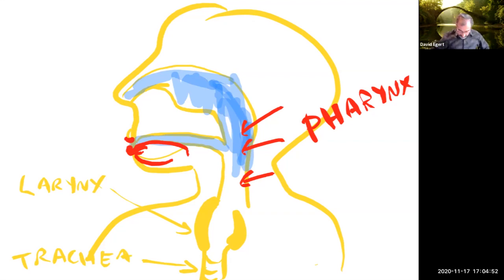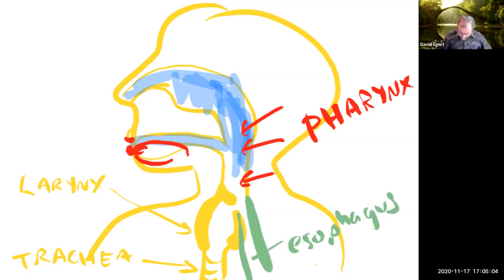So the larynx is taking you down towards the lungs. The esophagus is taking you down towards the stomach. Obviously, if you are swallowing food, you want it to go down towards the stomach. You don't want it to go down towards your lungs, or else that's what we call choking. So how do we make sure that when you're swallowing, the food doesn't go down into your lungs?